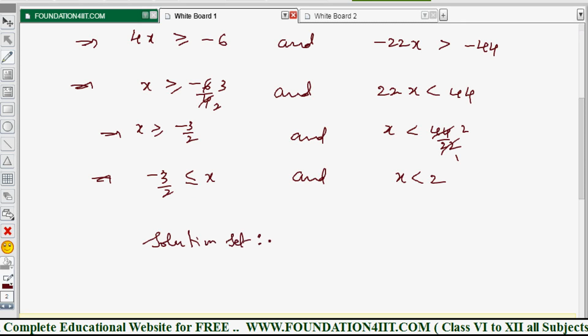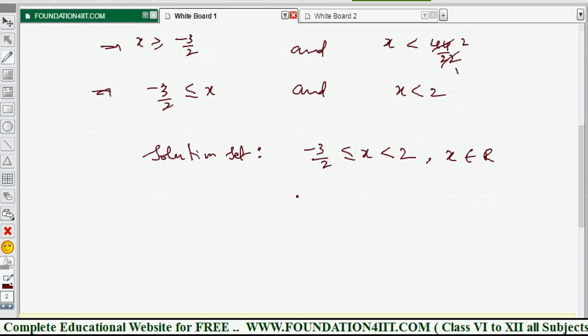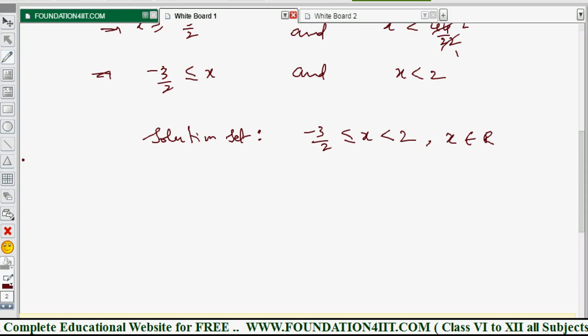So the solution set is minus 3 by 2 less than or equal to x, and x is less than 2, where x belongs to real numbers. This is represented on the graph of the solution set. So we can make the graph. That is, take a straight line. So the graph of the solution set is on this given line.